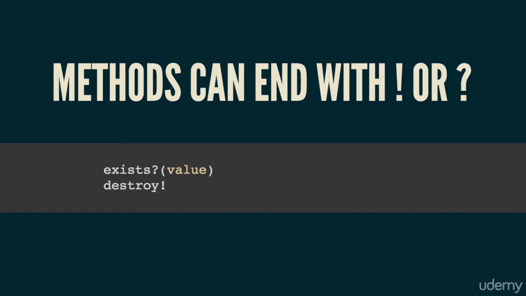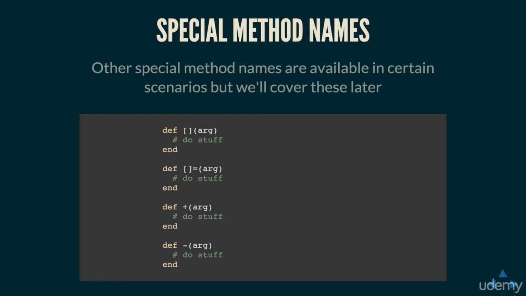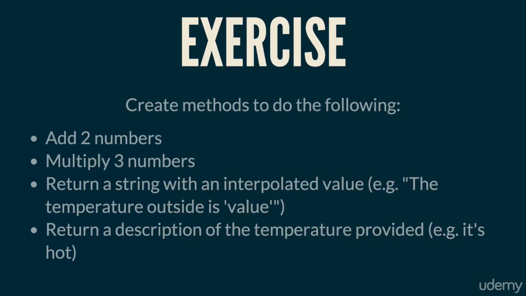Exists question mark, and that takes an argument of value, or we can have a method called destroy bang. I love the destroy bang, it makes it sound important, and in actual fact that has a really important role in Ruby. Quite often bang is used to indicate that a method is going to have some destructive purpose or something that we need to be really careful about. Ruby also defines a set of special method names. We're not going to cover these in too much detail now, but just remember, every time you're accessing a particular function or behavior in Ruby, it's almost always going to be a method.